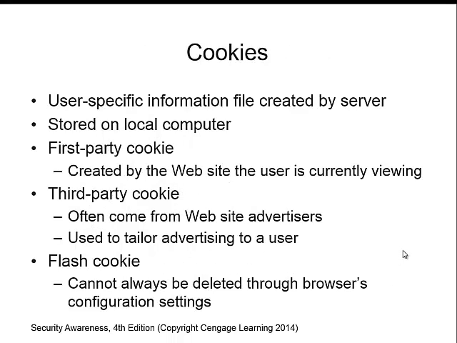You have cookies, and these are user-specific information files that are created by the server. It's stored on your local computer. Your first-party cookie is created by the website the user is currently viewing. Third-party cookies often come from the website advertisers, the ones you see over in the outside edges or the banners. They're used to tailor advertising to a user.